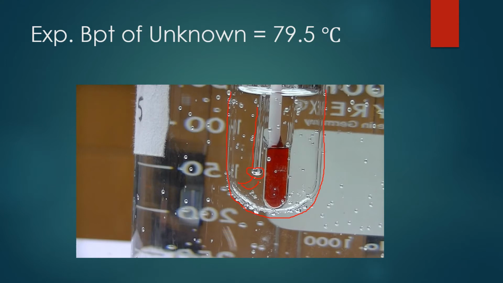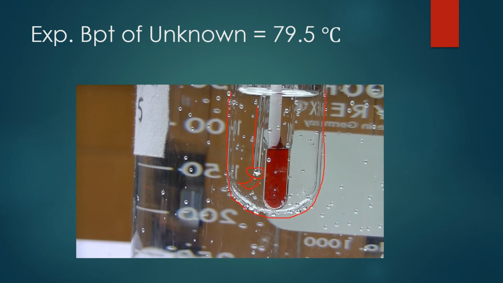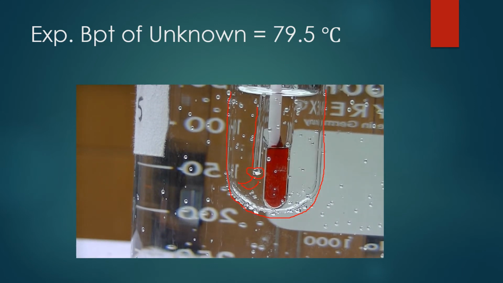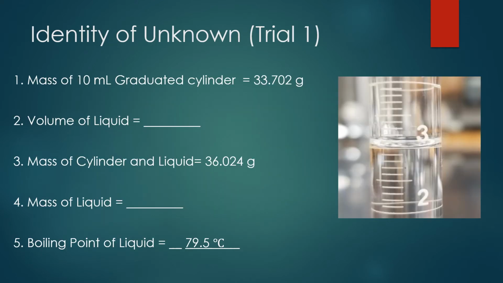Once we see that steady stream of bubbles, we go ahead, like we can see in this video here, and remove the test tube from the water bath. Once the bubbles stop, that's when we record the boiling point. So for trial 1, the experimental boiling point that I got when I did this was 79.5 degrees Celsius. So I've inserted that into number 5 in the table, 79.5 degrees.